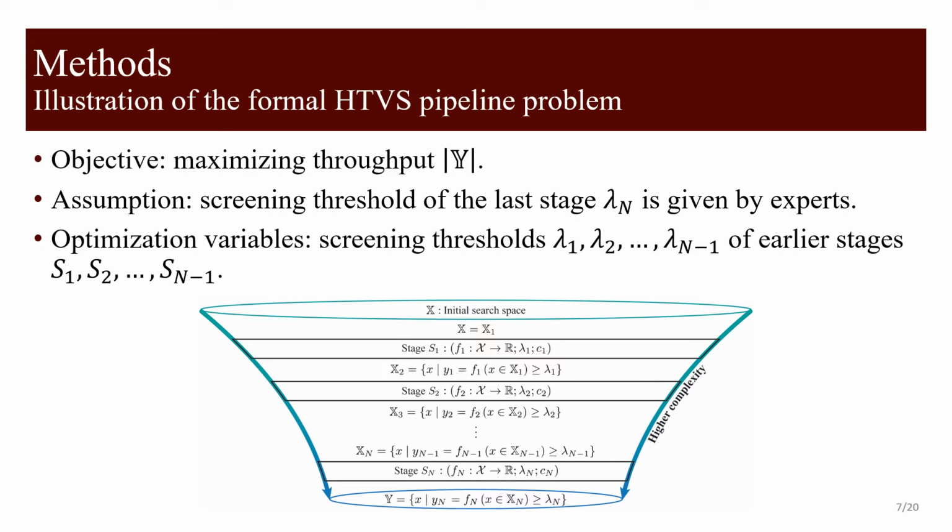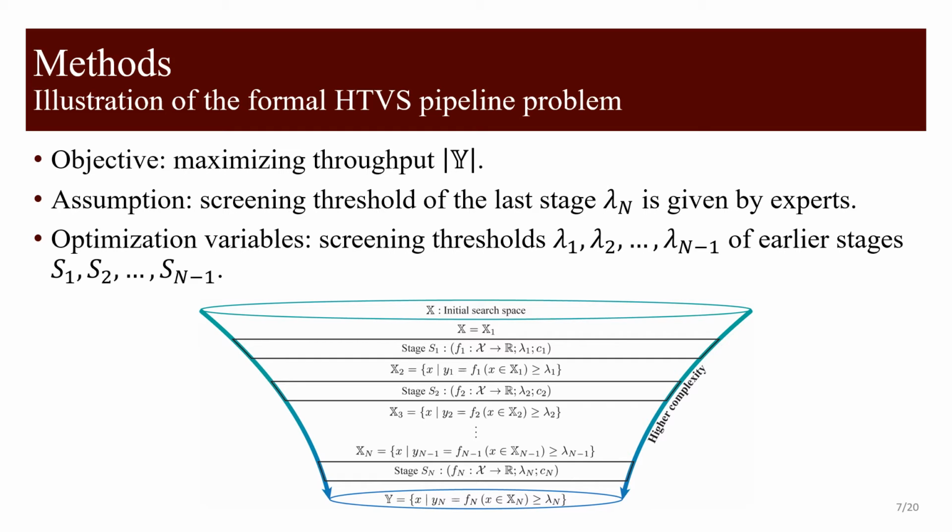We first generalized the HTVS pipeline problem. Let me explain how the general pipeline works. We have initial search space X. Stage S1 evaluates all the samples in X through F1 and passes those whose score Y1 is equal to or greater than lambda 1. The passed samples are evaluated in stage 2 via F2 and some of them whose score Y2 is less than lambda 2 are filtered out, and so forth. As a result, the number of samples gradually decreases across the stages.